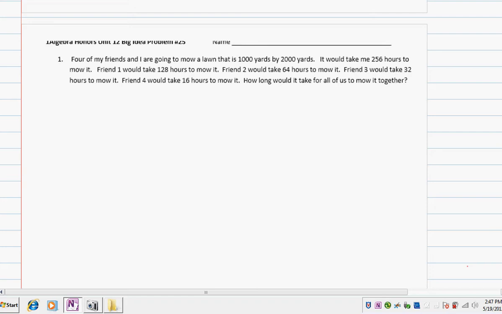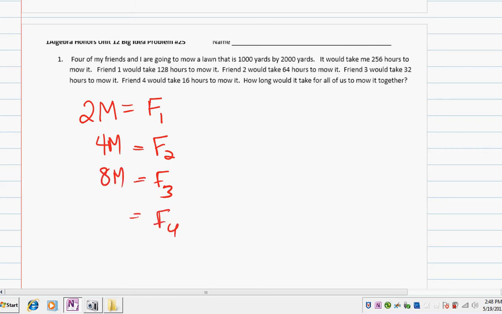So there's a way to sort of intuit through this, and then let's see if we can come up with an equation based on our variation relationship. So I do know that I could do one lawn. So for me, I'm the same as friend 1. In fact, 2 of me is the same as friend 1. And for friend 2, it's like there are 4 of me. And for friend 3, it's like there are 8 of me. And for friend 4, it's like there are 16 of me.